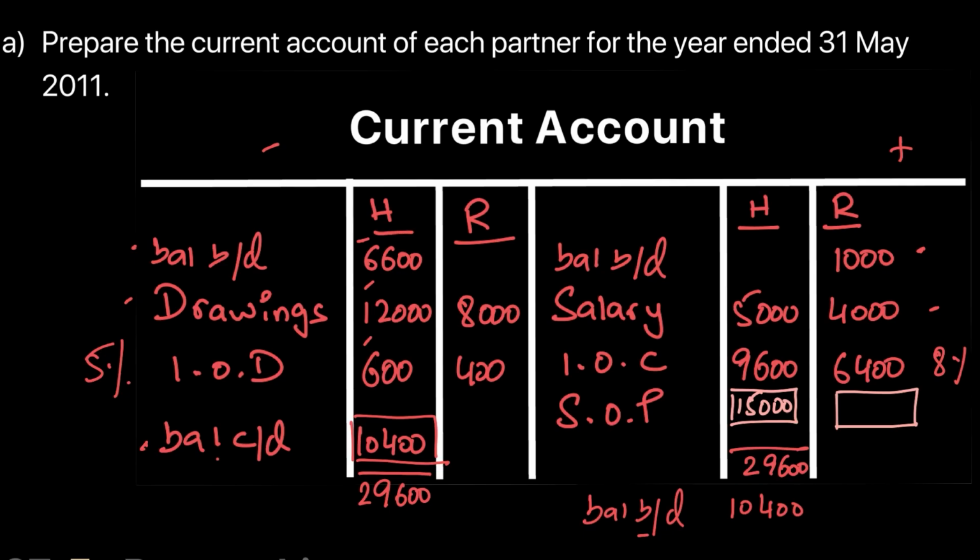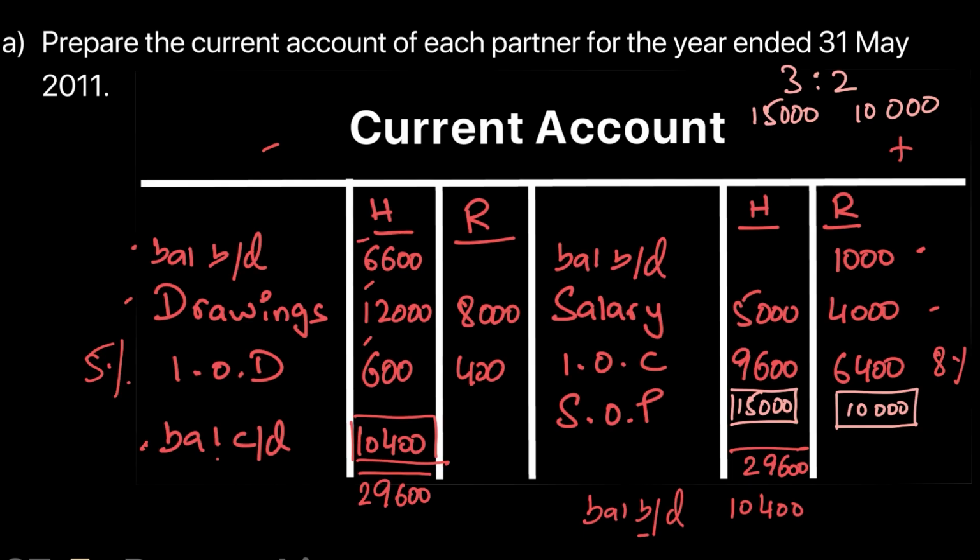Why is that? Because I know they were sharing profits and losses in the ratio 3:2. So if Henry gets 15,000, it means Robin should get 10,000. So Robin's share of profit is $10,000. I've calculated that as well. Now, once I know Robin's share of profit, I can find Robin's closing current account.